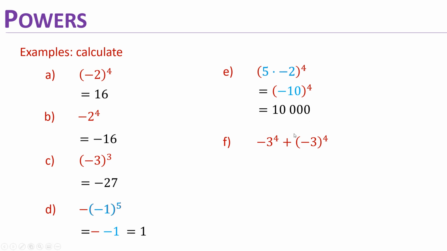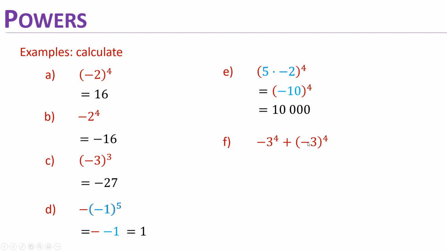Final example, here we have two powers. This one and this one. We can evaluate them simultaneously. The first one is 3 to the power of 4. So 3 times 3 times 3 times 3, which is 3 times 3 is 9. 9 times 3 is 27. 27 times 3 is 81. So this becomes 81, but then, of course, the negative sign in front of it makes it -81.